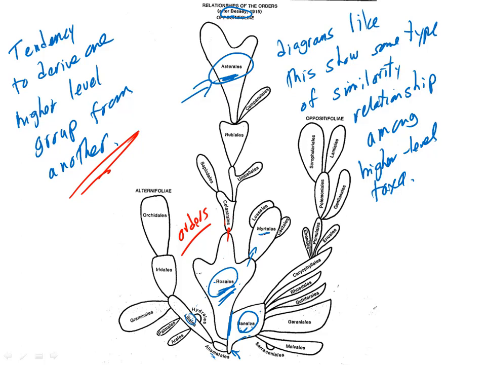Rosales gives rise to the Myrtales, another order. What does that mean, an order of plants that gives rise to another? It's really not very clear in these diagrams, but it is a very common thing that classical taxonomists would do. Major groups would give rise to one another.